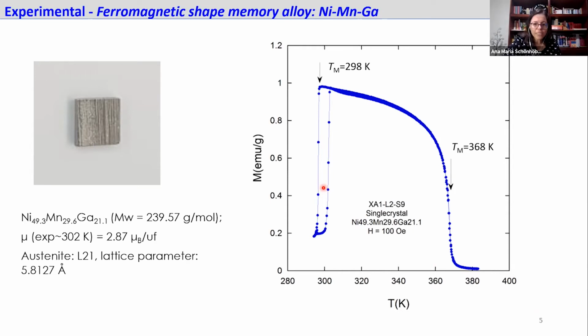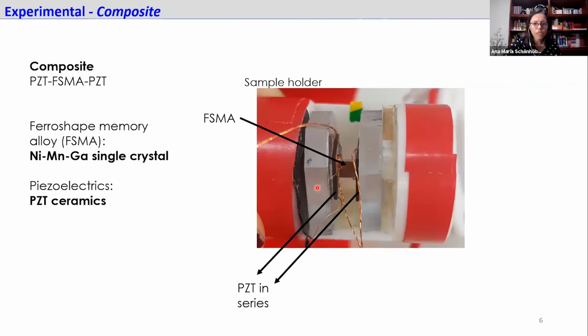Once we confirmed that, we prepared the composite by joining the ferromagnetic shape memory alloy and two piezoelectric plates mounted on a cylindrical sample holder, as shown in this photo. It is important to join the two plates in the best possible way to transmit the mechanical stresses, taking into account that the piezoelectric is deformed by a compression mechanism and not by shear stress. Finally, the composite is fixed with a screw, which is here, along the axis of the composite.